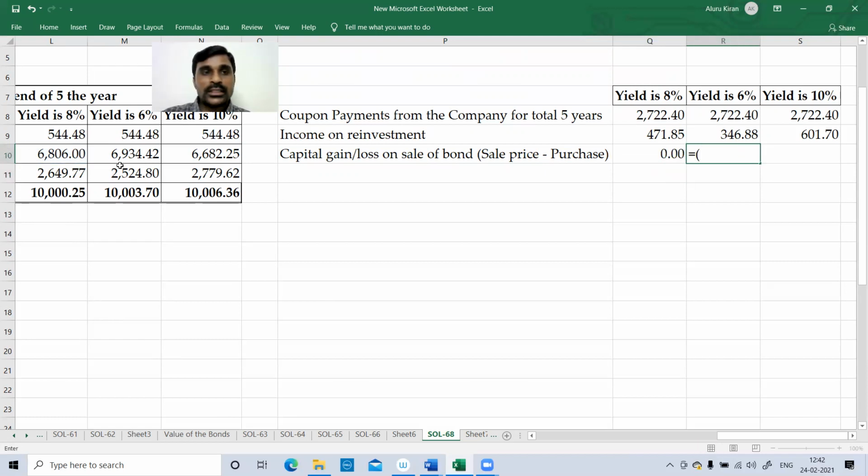Here the sale price is 6,934. Purchase price is the same 6,806. Purchase price has not changed. Capital gain we booked. Here the sale price is how much? Here the sale price is lower than 6,806. Capital loss. Okay. Now look at this.